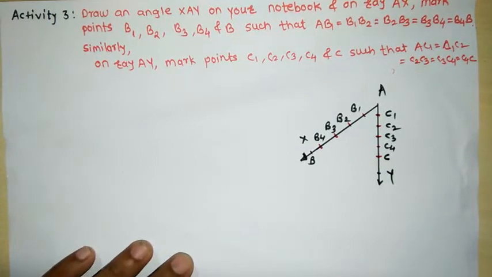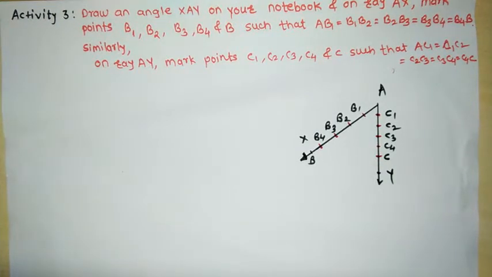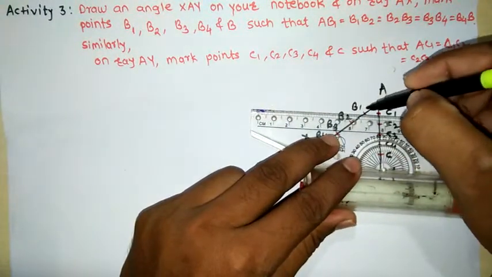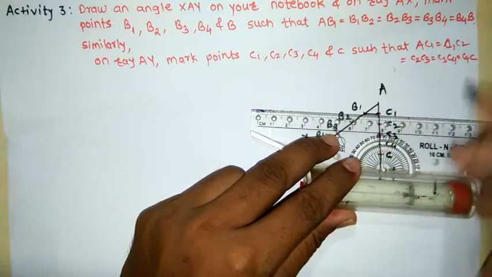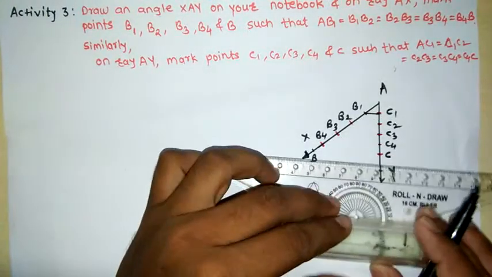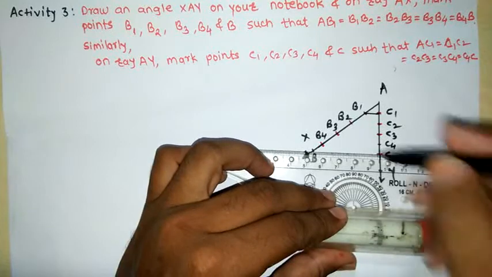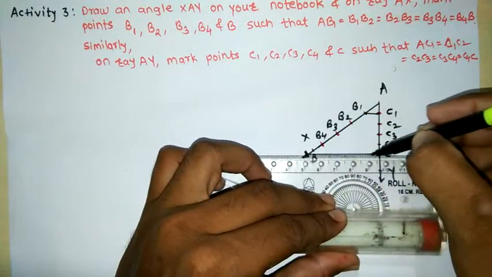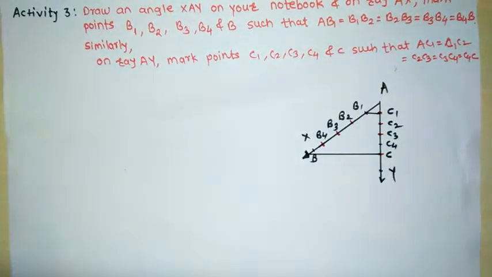Now what do we have to do here? I will join in the next step. Join B1, C1. Okay. Again join BC also. B point is here. So I have joined BC also.